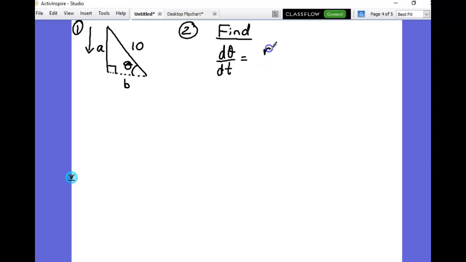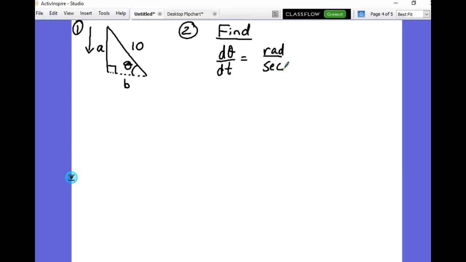That would be radians, is what we measure our angles in calculus. And in the problem, they told us the time that we're looking at is seconds. So that's kind of weird, but that's how we're going to put our units for that. It's radians per second. Okay?